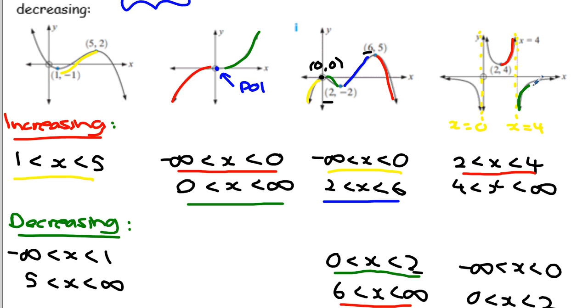And then why do we even do this? Negative infinity to x is 0, so negative infinity to 0 for that one. And probably purple for this one. And notice it's also decreasing from x is 0 through to 2.